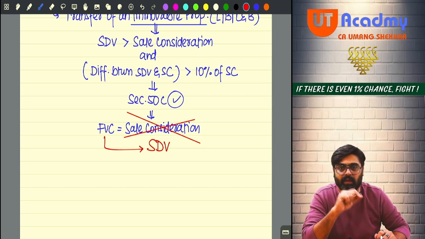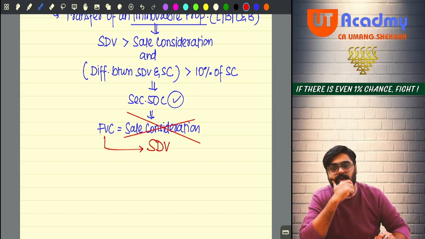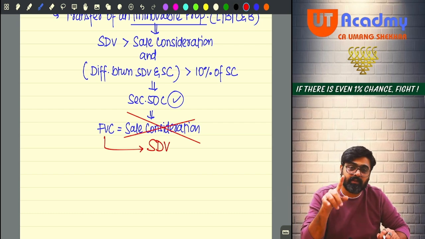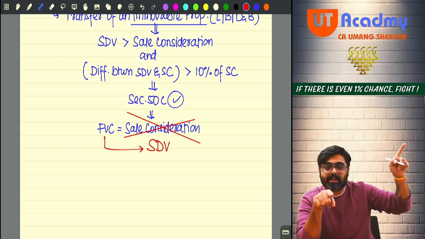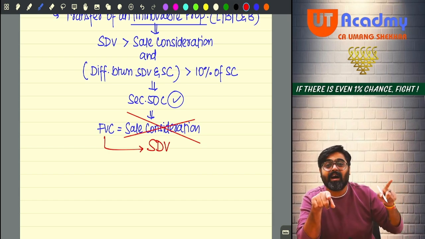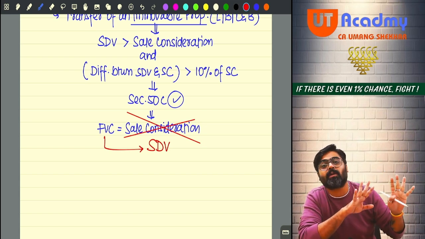Stamp duty value. Now, you have sold the property for 50 lakhs, but you are saying that you have received 30 lakhs. Will your assessing officer believe you, or will he first believe the stamp authorities? According to you guys, how much is the minimum value at which the property can be sold?